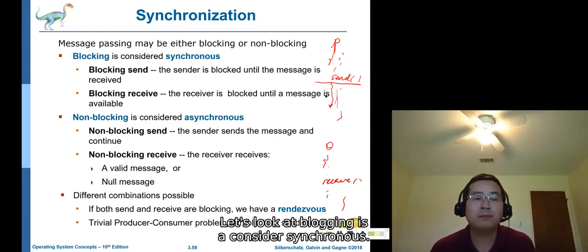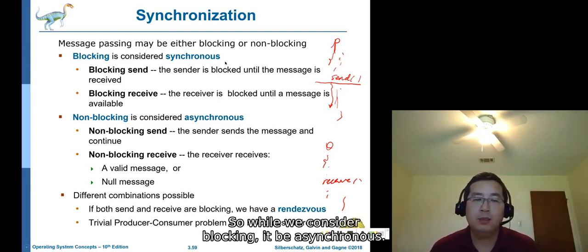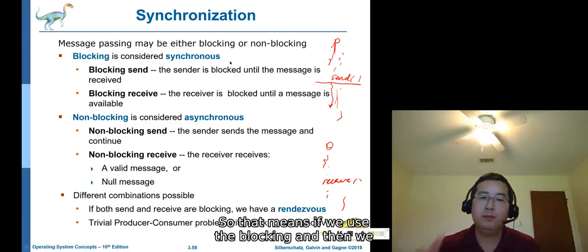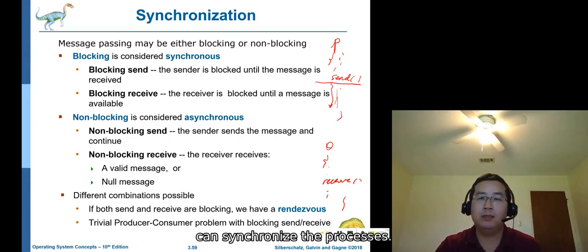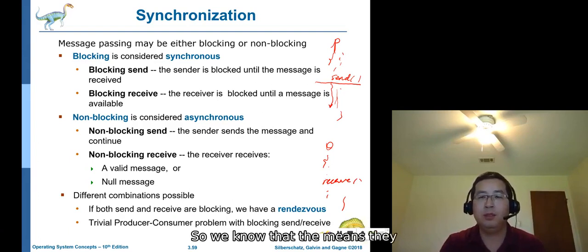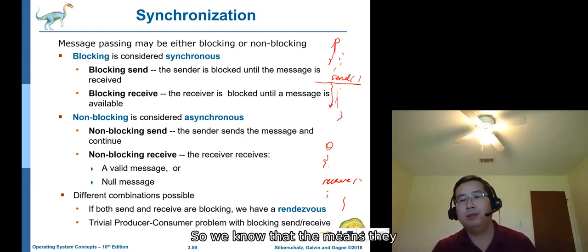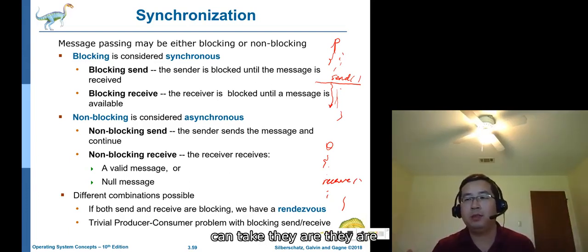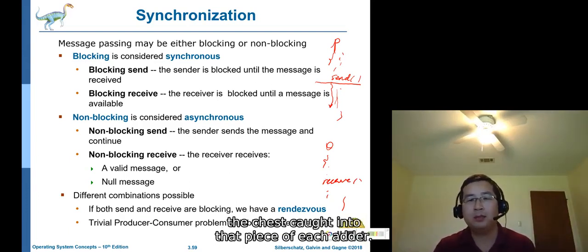Let's look at blocking, which is considered synchronous. So why is blocking considered synchronous? If we use blocking, we can synchronize the processes. Synchronized processes means there's no consistency issue. They adjust according to the pace of each other.